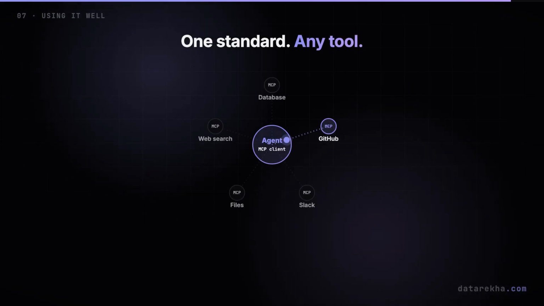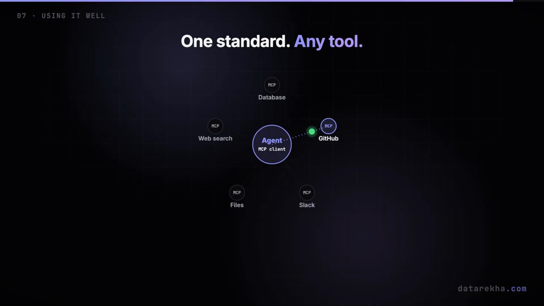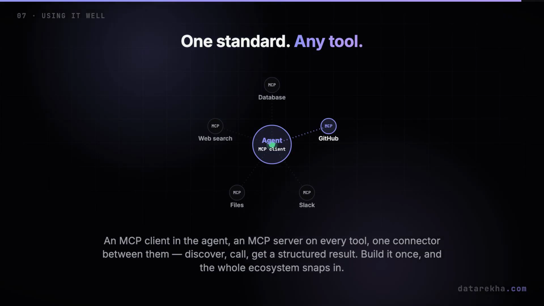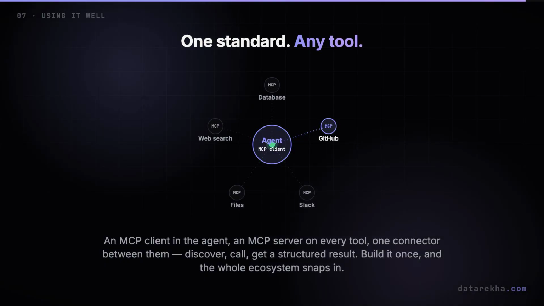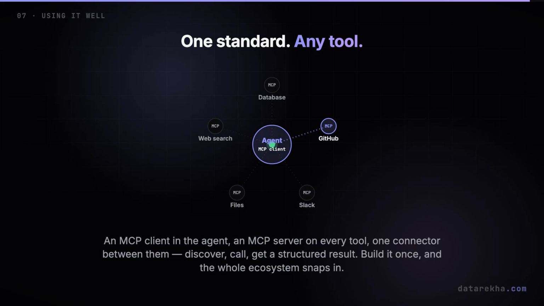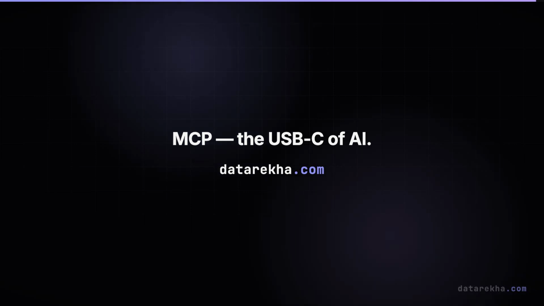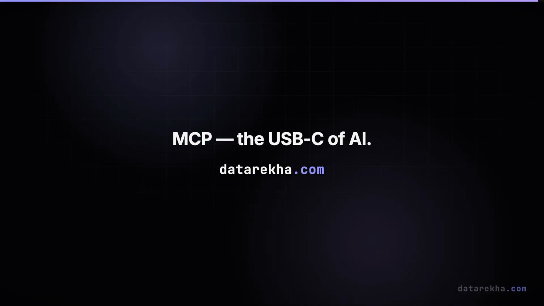So that's MCP, end-to-end. One standard, any tool. An MCP client lives in the agent. An MCP server sits on every tool. And one connector runs between them. Discover what's there. Call it. Get a structured result back. Build that connector once, and the entire ecosystem snaps in. So the next time you wonder how an agent reaches the real world, you'll see this hub, the hairball gone, one universal port in its place. Build a tool once, and every agent can use it. That's the USB-C of AI.